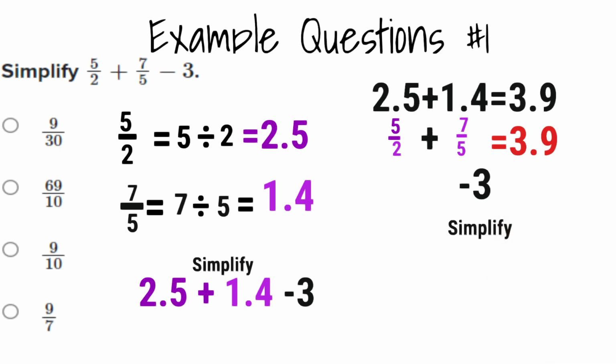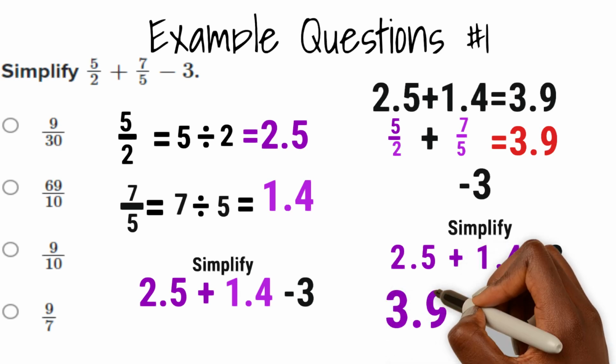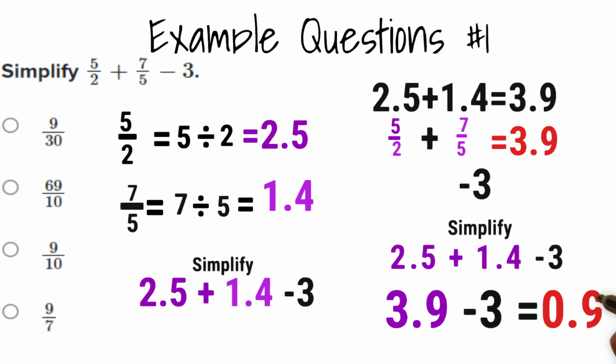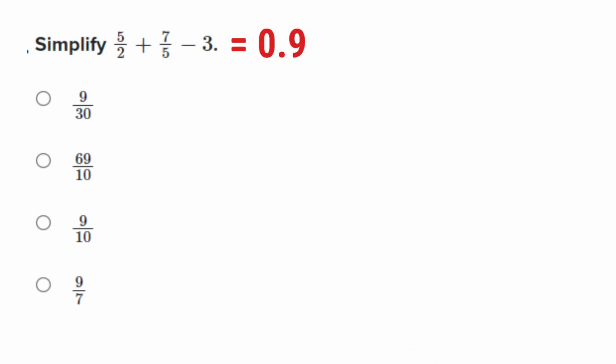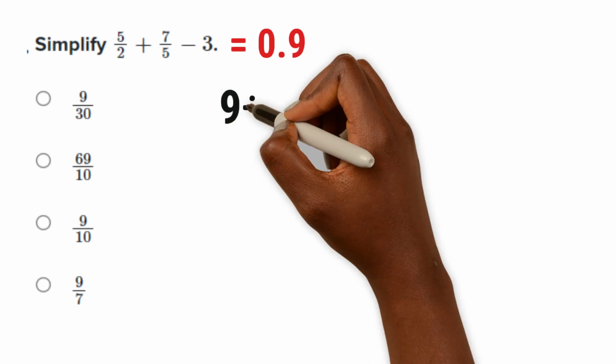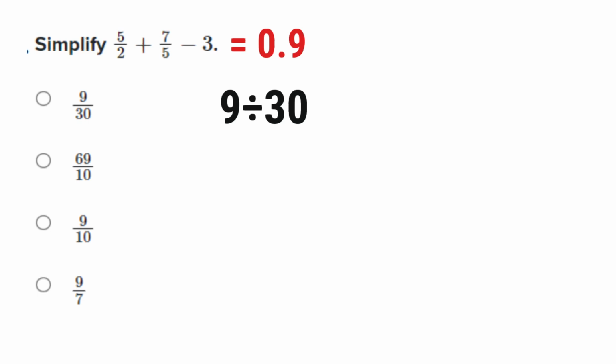So again, we will look at this as 2.5 plus 1.4 minus 3. So we'll combine the total of the fractions, which would be 3.9, and then just subtract the 3 to get 0.9. None of our answer choices look like 0.9, so we'll use the same strategies to get to our answer of 0.9. We'll go through each answer choice, and we will just simply plug it into our calculators as 9 divided by 30. What did you get? I hope you got 0.3.